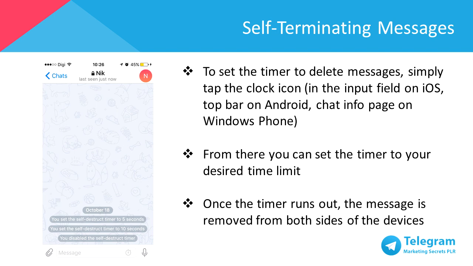To set the timer to delete messages, simply tap the clock icon in the input field on iOS, the top bar on Android, and the Chat Info page on Windows Phone. From there, you can set the timer to your desired time limit. Then the timer starts to run when the message is shown on the recipient's screen. Once the timer runs out, the message is removed from both sides of the devices.